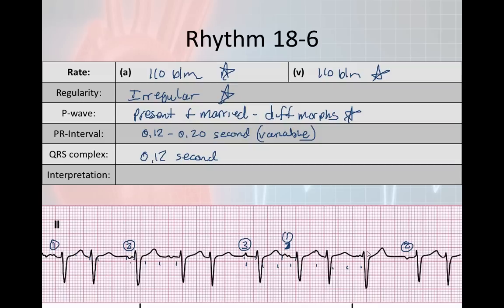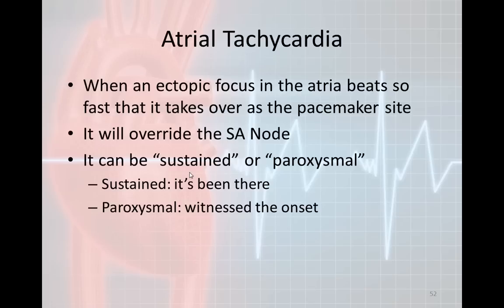So it's kind of hard to tell with this one. These might be different. These might be the same as the number 1s. But I do have at least 3 different morphologies, and it's irregular, and it's a tachycardia, so it's a multifocal atrial tach. The next rhythm we're going to talk about is something called atrial tachycardia.